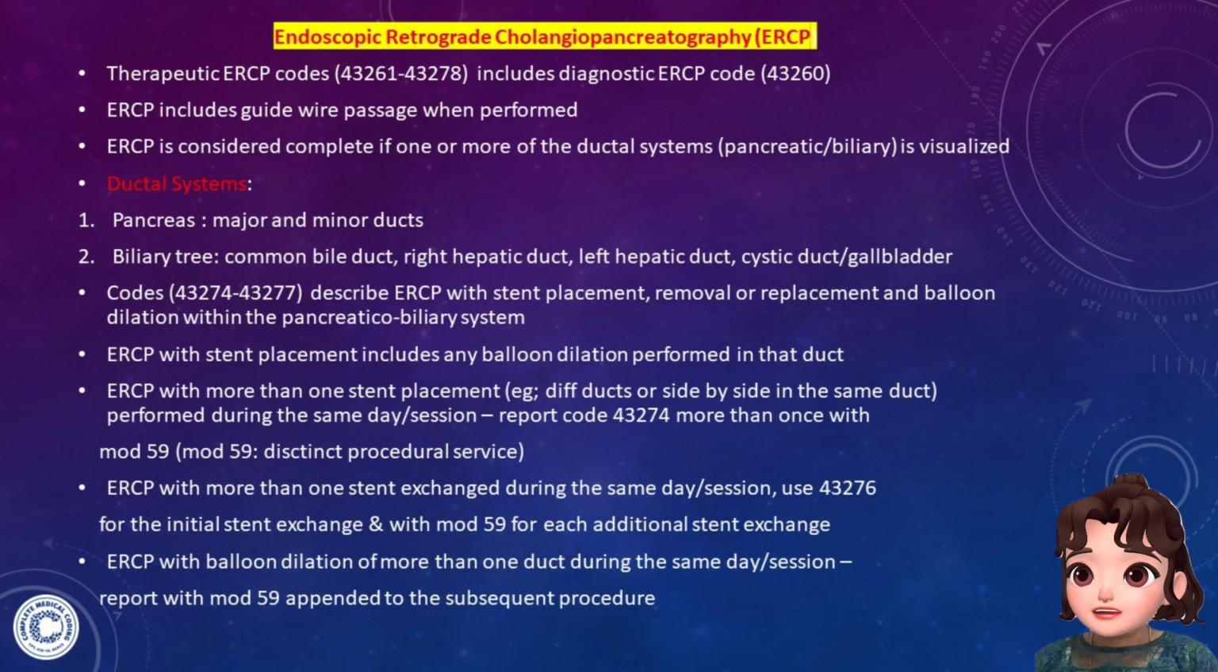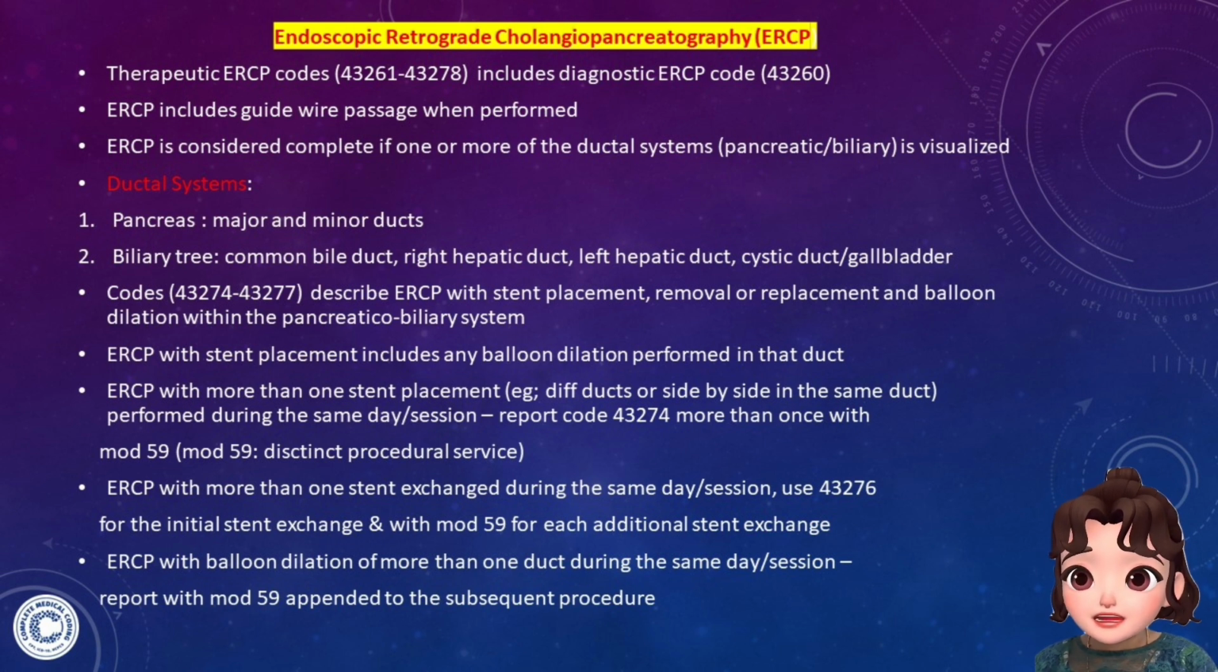Next is an important session, ERCP, endoscopic retrograde cholangiopancreatography. These are therapeutic ERCP codes that ranges from 43261 to 43278. So therapeutic ERCP codes always includes diagnostic ERCP code, which is the diagnostic ERCP code 43260. ERCP includes guide wire passage when performed. ERCP is considered complete if one or more of the ductal systems is visualized.